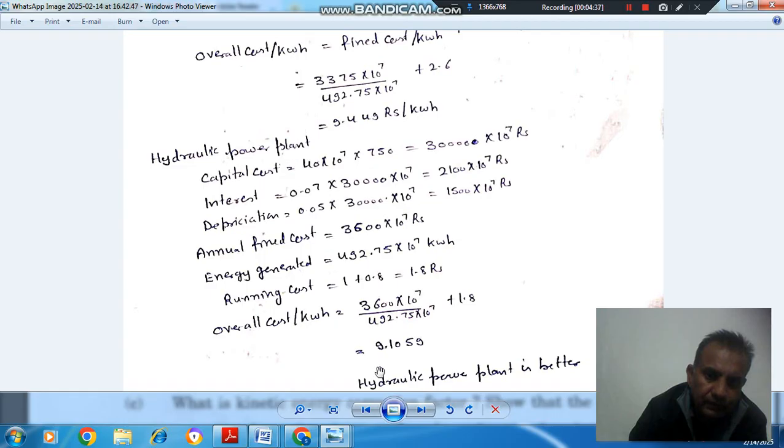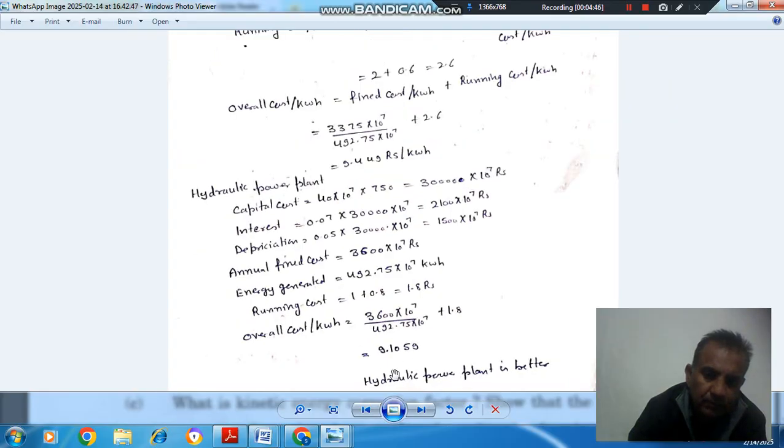So you can see that the hydraulic power plant gives less cost per kilowatt hour. So the hydraulic power plant is preferred.